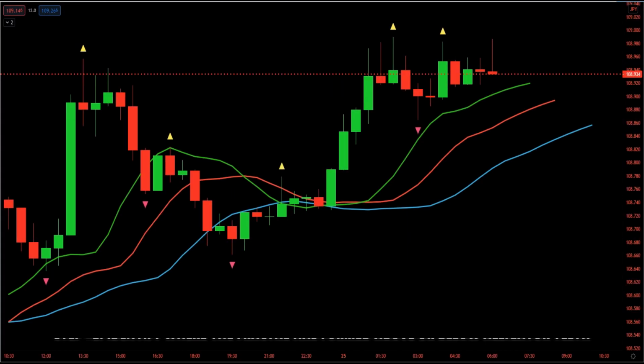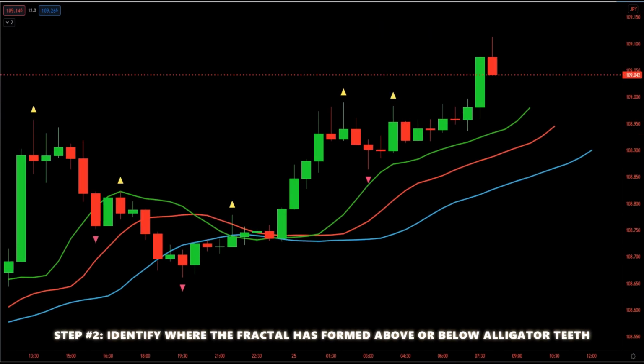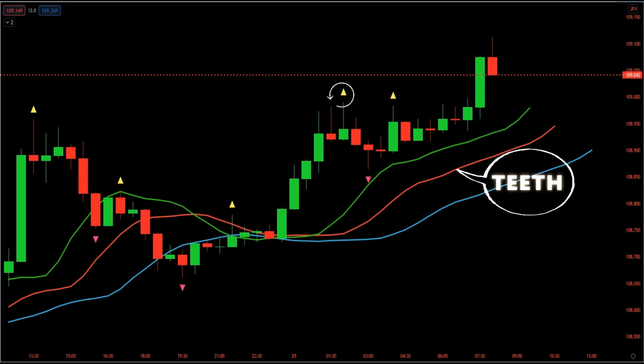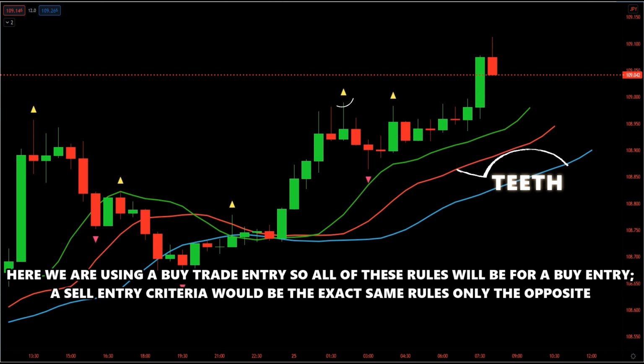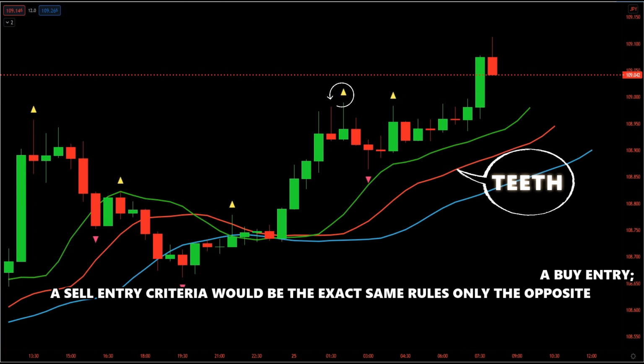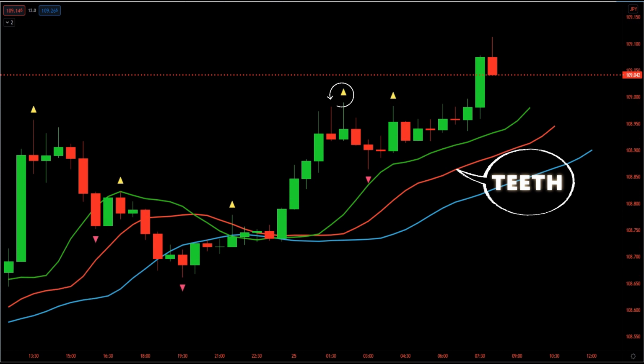Perfect. Step number 2. Identify where the fractal has formed, above or below the alligator teeth. Note in this video we are using a buy trade entry, so all of these rules will be for a buy entry. Okay, so let's get into what the fractals are all about. The fractals indicate a bottom or a top. The basic fractal indicator is composed of a very minimum of 5 bars.